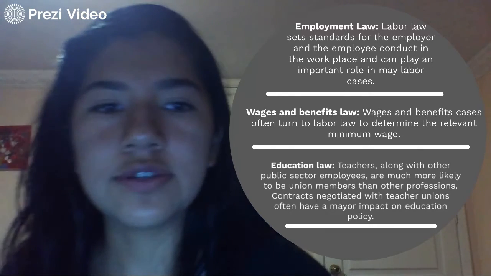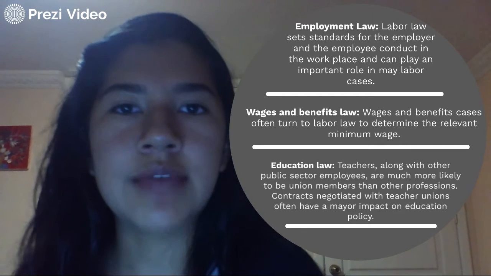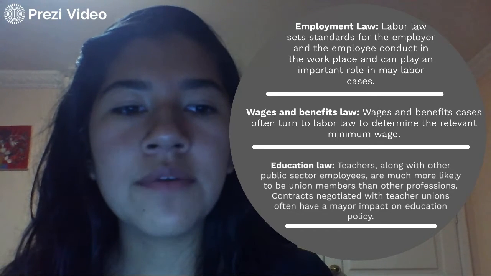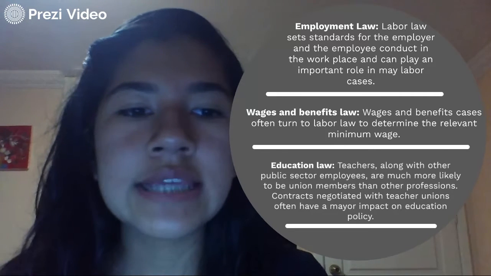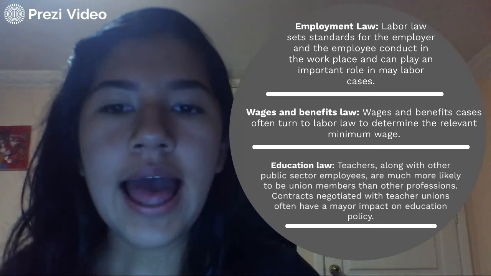Now some examples. The first example is the National Labor Relations Act. The second example is the National Labor Relations Board. The third example is the Labor Management Reporting and Disclosure Act.